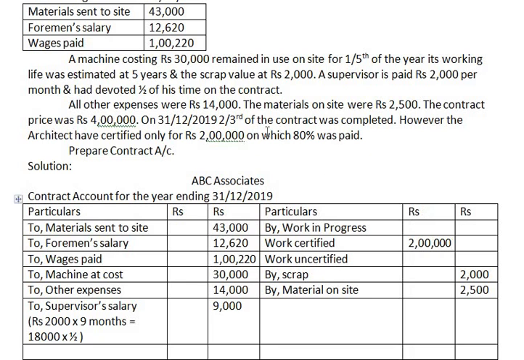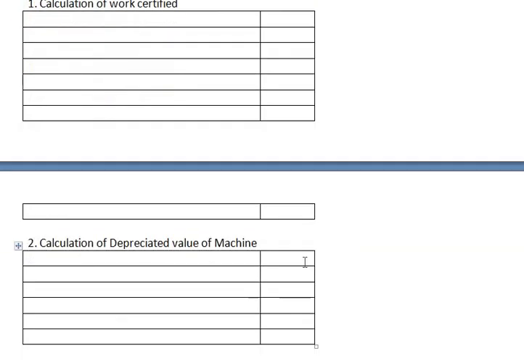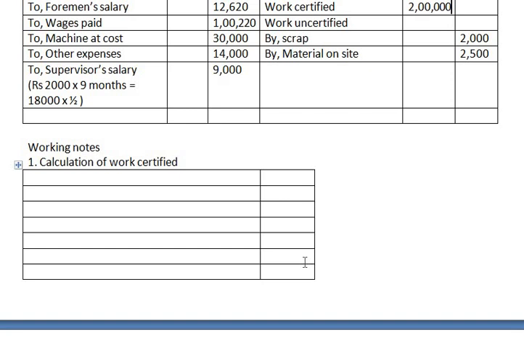2 lakh here they have given, right? The contract, however, the architect has certified only rupees 2 lakh. So work certified is 2 lakh, but work uncertified is not given in the problem. We need to find out work uncertified. So to calculate that, we will have one working note over here. Write down calculation of work uncertified.